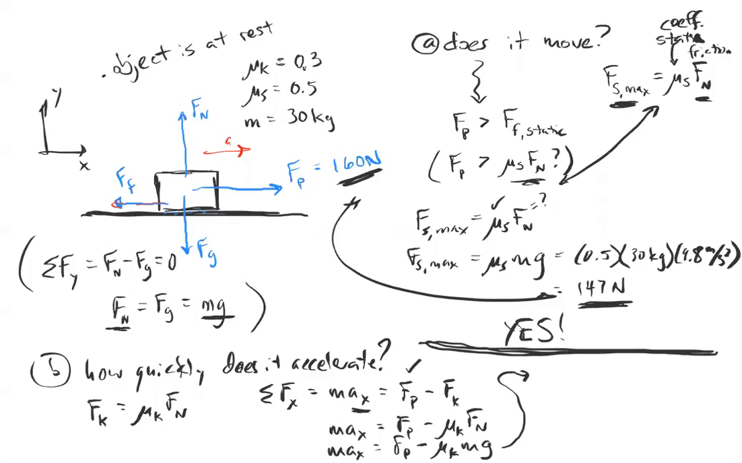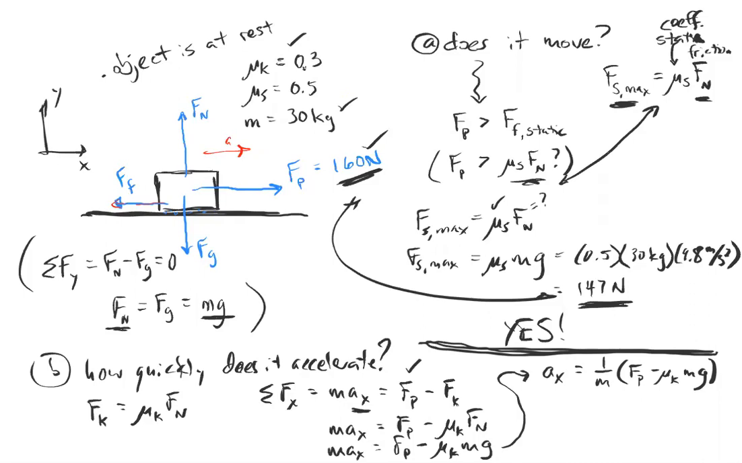And if we want to know what a sub x is, then we just divide both sides by m. And then we just substitute in all of our numbers. Now, all the numbers are going to take up a lot of space, so I'm going to just point them out for us here. F sub p is 160 newtons. Mu sub k is 0.3. Mass is still the same object, so 30 kilograms. And g is just our 9.8 meters per second squared.